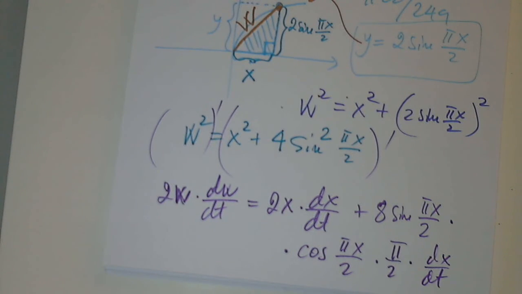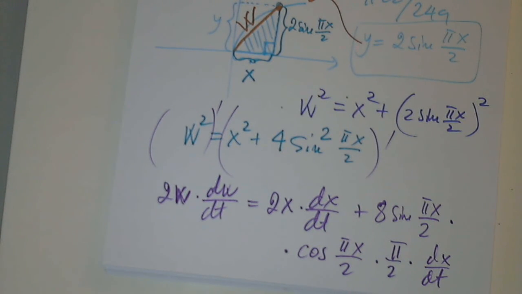Let's do this one more time. So we bring down 2, and we subtract 1 from the power. 2 minus 1 is 1. Now we differentiate the inner function, and then the innermost function. Is that okay, everyone? Clear?